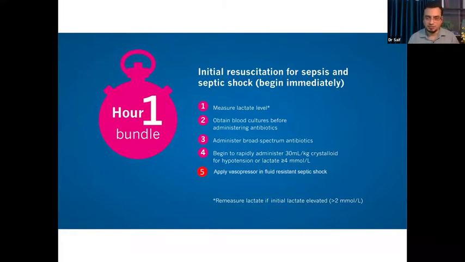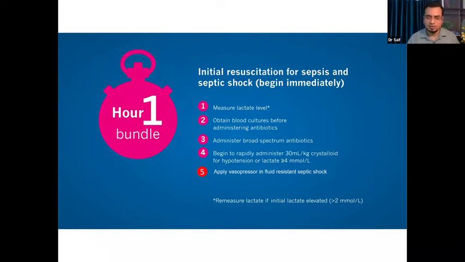Then you start fluid resuscitation, that is the 4th point, with 30 ml per kg crystalloid fluid for hypotension, or if the lactate is more than 4 millimole per liter. Okay, so this is important. If you see that the patient is having hypotension, defined as mean arterial pressure less than 65 millimeter of mercury, or SBP less than 90 millimeter of mercury, then you start the fluid resuscitation with 30 ml per kg crystalloid solution. Crystalloid can be Ringer lactate or normal saline, whatever.